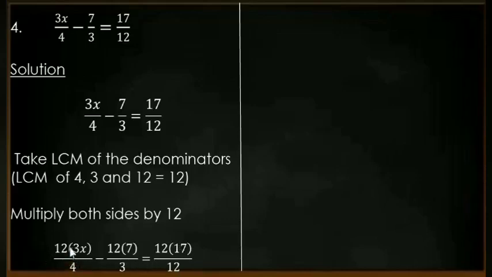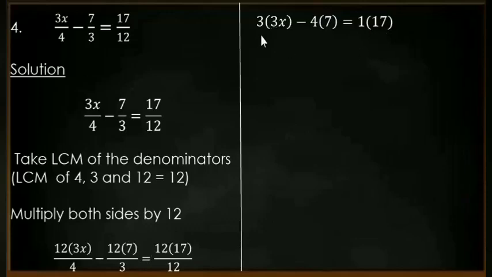Okay? 4 can divide 12 how many times? 3 times. So we end up having 3 into bracket x here, right? 3 can divide 12 how many times? 4 times. We end up having what? 4 into bracket 7, right? Very good. And 12 can divide 12 one time. We end up having what? 1 times what? 17, right? Very good. So that's the reason why we now have 3 here, 4 here, and 1 here. Because 4 into 12 is 3, 3 into 12 is 4, 12 into 12 is 1. It's simple, right? Very good.